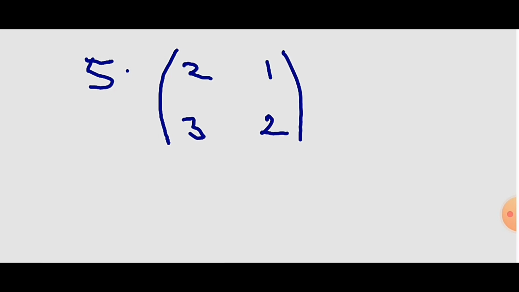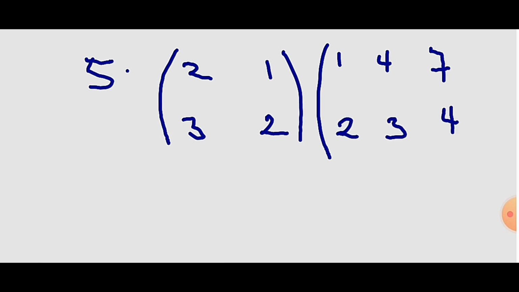That will be example number 5. Number 5 is let us multiply 2 1 3 2 with the 1 4 7 2 3 4 2 3 4. So this is a 2 by 2 multiplying a 2 by 3. The multiplication here is possible because the number of columns in the first matrix is equal to the number of rows in the second matrix.